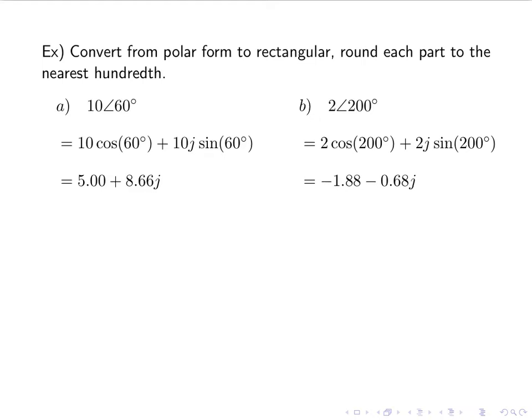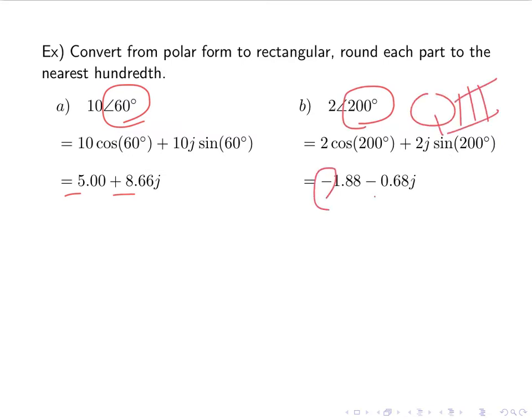Before I continue, you always want to check, does my answer make sense? So I'm going to go back to A for a second and look at my angle. My angle, 60 degrees, is in quadrant 1, and my A and B, which would correspond to X and Y if I was graphing it, are both positive, so that makes sense. In part B, 200 degrees is quadrant 3, and both of my A and B, and therefore my X and Y, are negative, and that makes sense for a quadrant 3 angle.